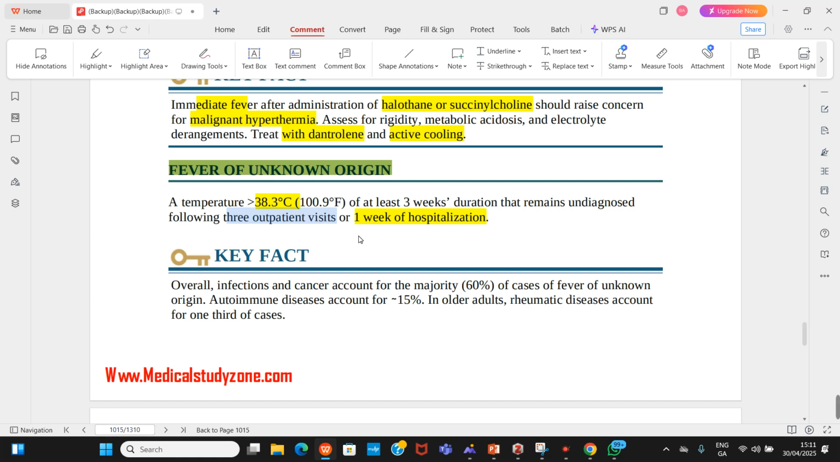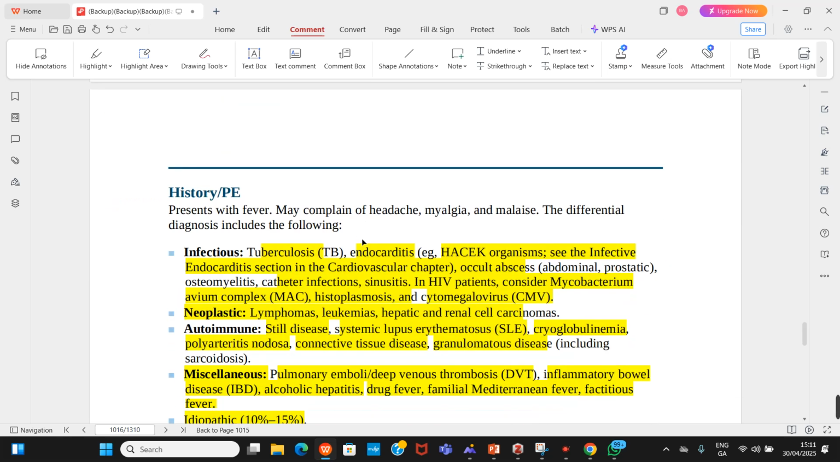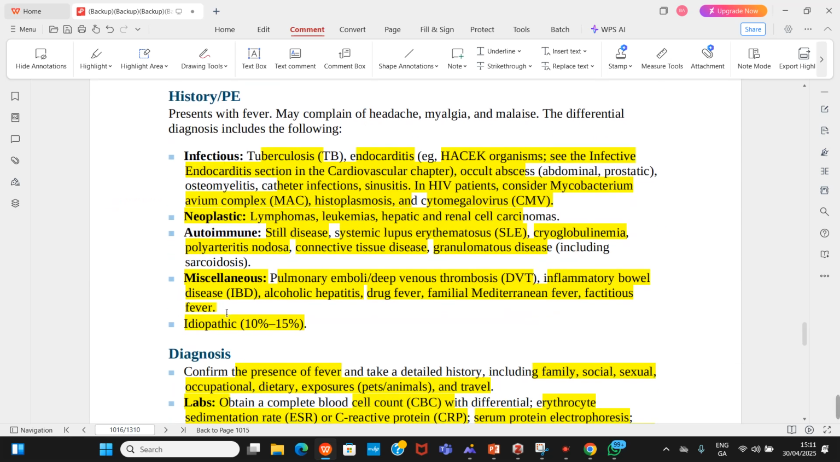Now, what do we do? It is not hard. We just have to break down the category into 4 things. It can be infectious, and that's the commonest subcategory. It can be from malignancy that is occult, that we don't know about. It could be from an autoimmune process, or it could be miscellaneous. So the largest causes come from the infectious category.